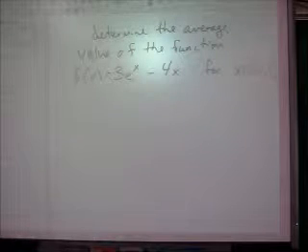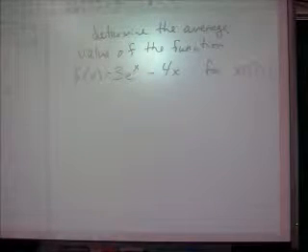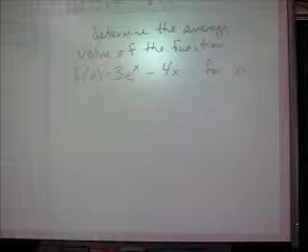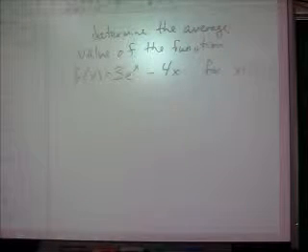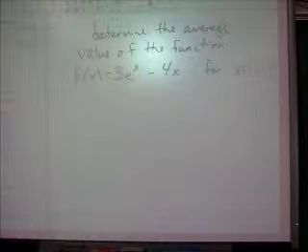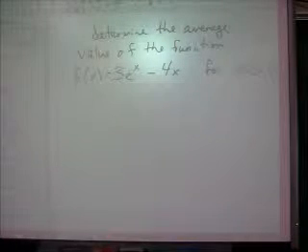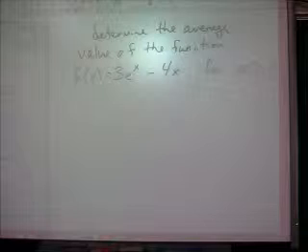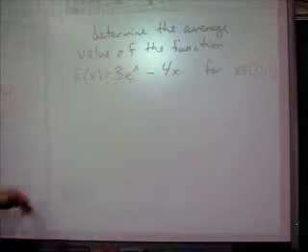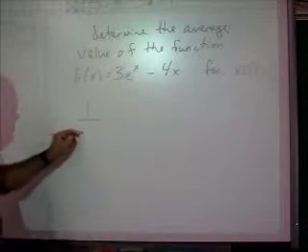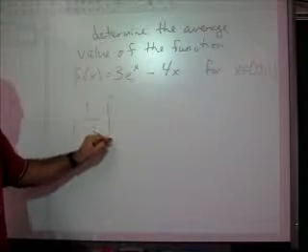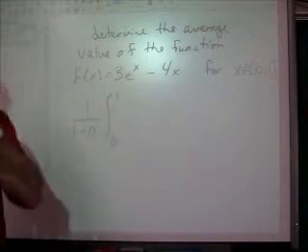Let's find the average value of the function f of x equals 3 e to the x minus 4x for x in the interval from 0 to 1. Okay. Alright. We can do this. So it's just going to be the integral equals f of c because 1 minus 0 is 1. I agree with that. Let's go ahead and make sure we include that.